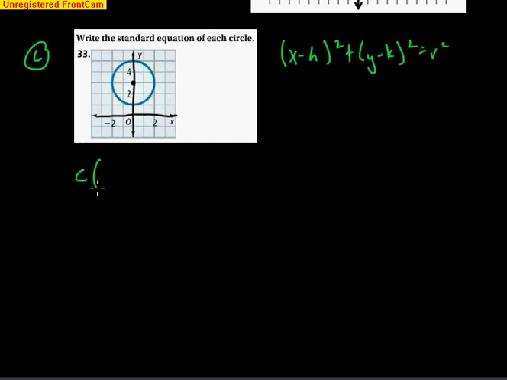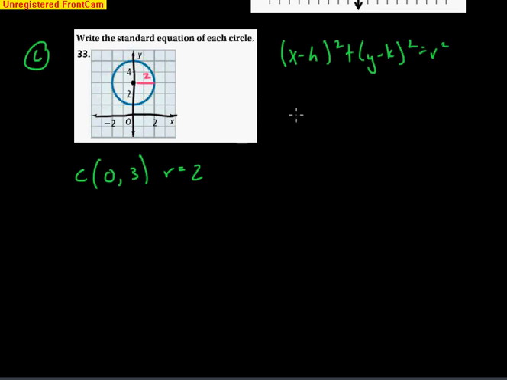So again, I need the center, which is h and k, and I need the radius. Well, to find the center, just count it from the origin. The origin's right here. So we go left to right, none. So that means our x value is 0, and we go up 1, 2, 3. That means your y is 3. So your h is 0, and your k is 3. And then the radius, we need to count from the center out. And you go down, up, left, right, I don't care. 1, 2. We have a radius value of 2.